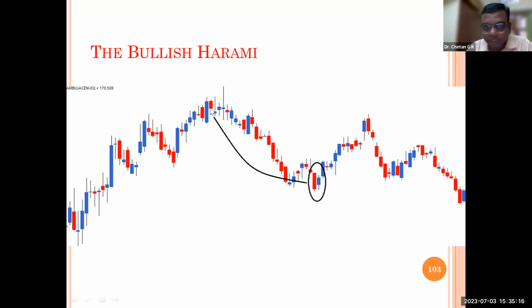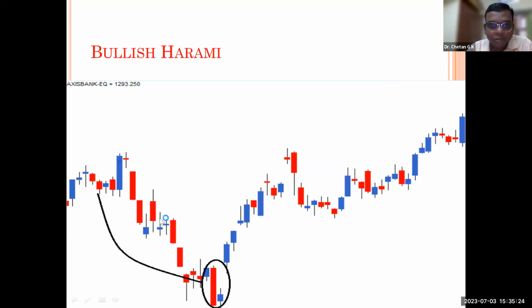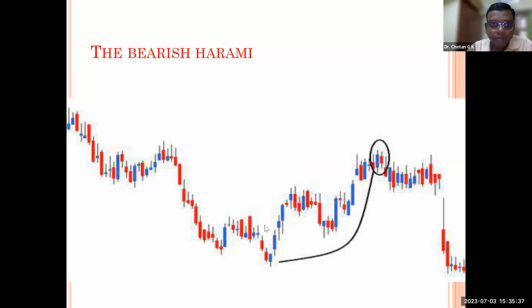So bullish, which means there should be a downtrend, and then harami should have formed, and then the trend is going to be reversing. So this is bullish harami. One more example you can see here. Even if it's a small candle in front of the big candle, then also it is going to be called bullish harami. So one more pattern out here, bearish harami.